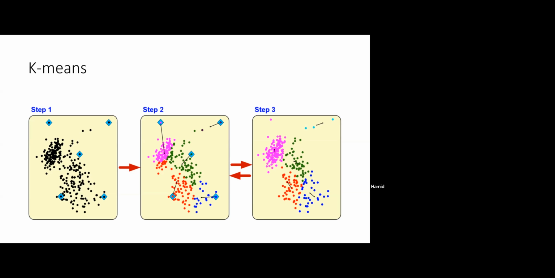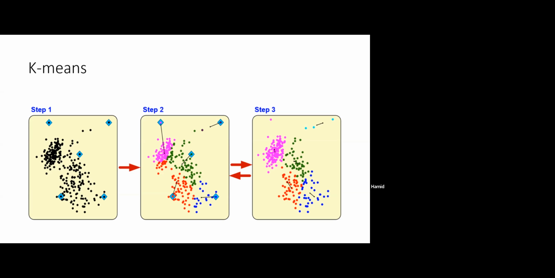Then within each cluster, for example, in the pink one, we find the actual centroid. So the actual centroid of the pink one is something in the middle. For the greens, there is something in the middle, same for blue, same for red. For this one, there are not that many observations. But again, as you see from two to three, we just change the centroids.